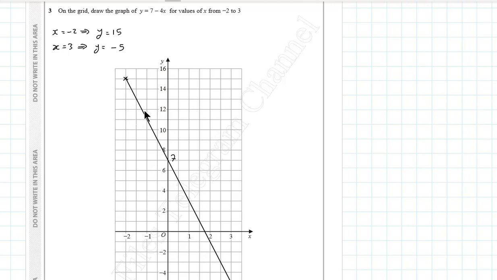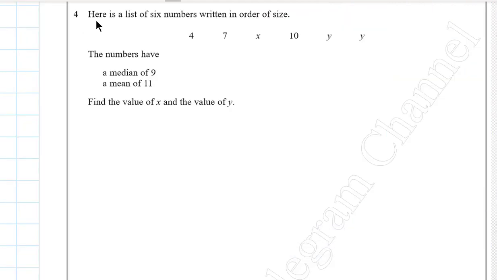Okay? Okay. Question 4. Here's a list of 6 numbers written in order of size, okay, from smallest to largest. The numbers have a median of 9. Very good. We have now 6 numbers.